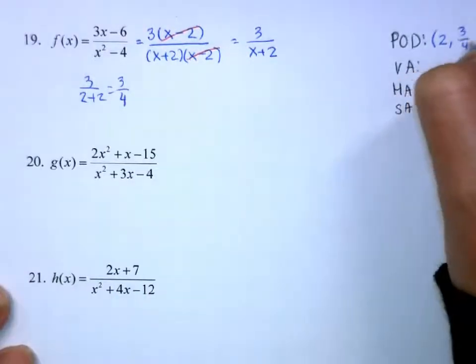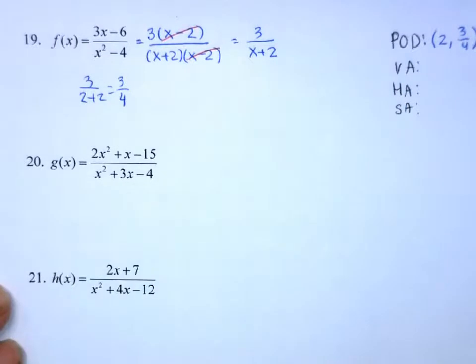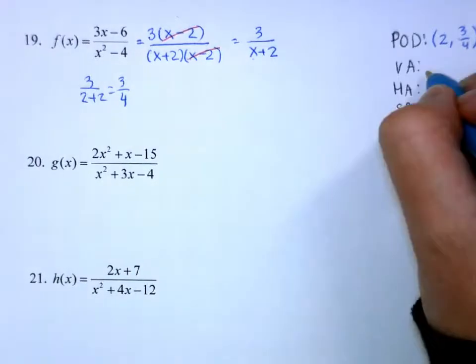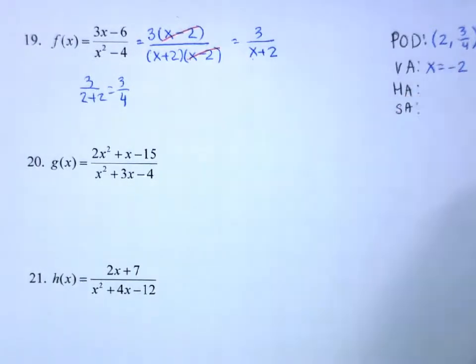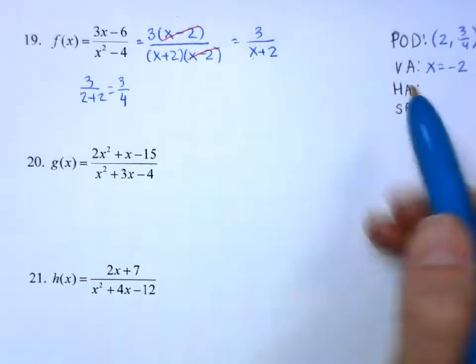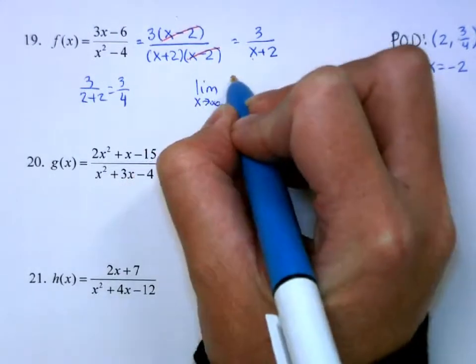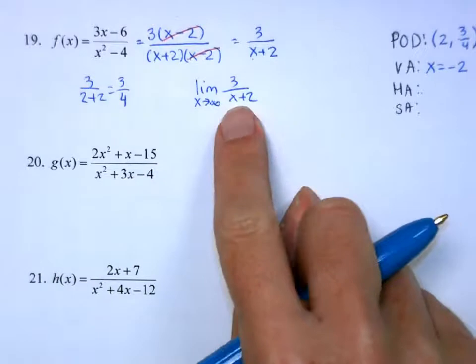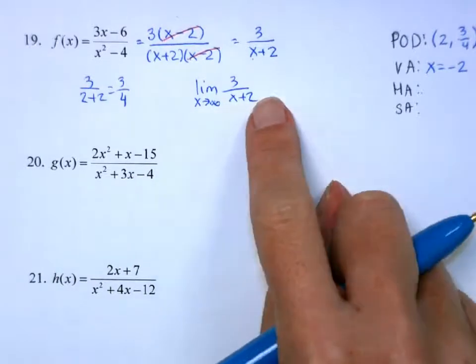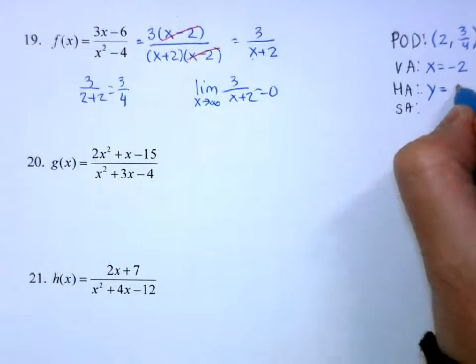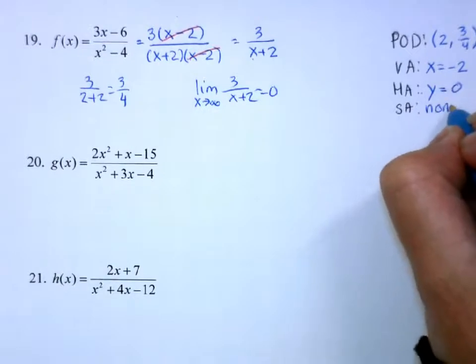Vertical is anything remaining that makes our denominator 0. So that's going to be x equals -2. Horizontal is the limit as we go to infinity. So the limit as x goes to infinity of 3 over x plus 2. Degree is bigger on the bottom. So this is going to go to 0. So we have a horizontal at y equals 0. Slant only occurs if the degree is 1 higher in the top than the bottom.